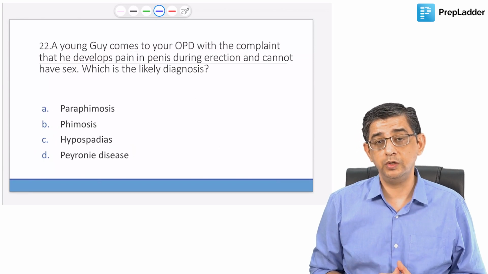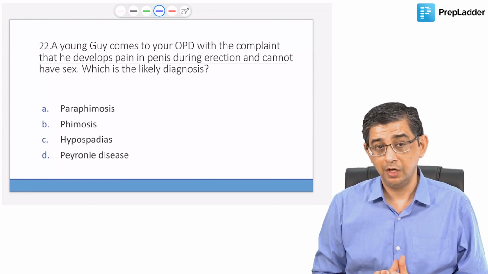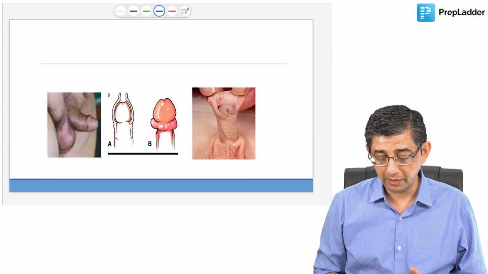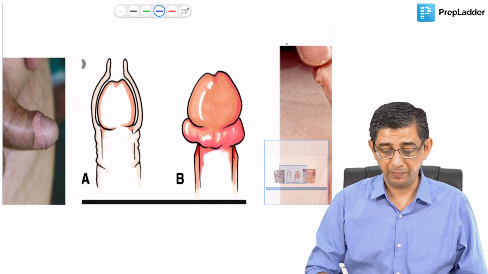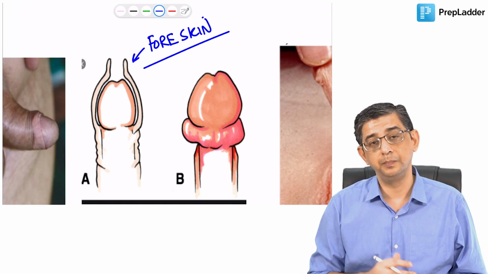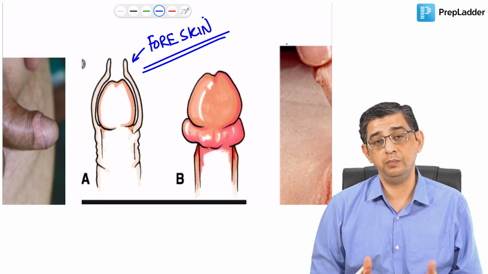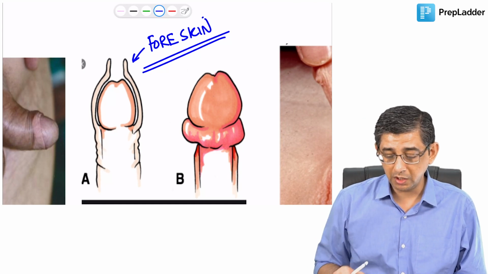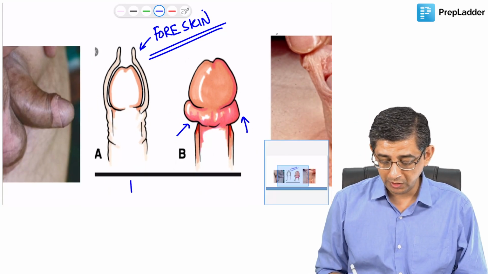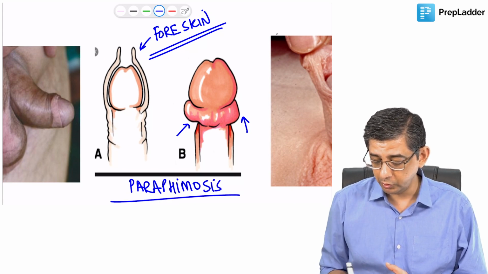The next question talks about a guy who comes to OPD with a complaint that he develops pain in the penis during erection and cannot have sex. What is the likely diagnosis? Option A is paraphimosis. I'll explain the problem in paraphimosis from the diagram. You can see that this is the representation of the penis and this is the foreskin. In paraphimosis, when this guy pulls back the foreskin, maybe because of masturbation, or mainly because he wants to have sexual intercourse, once the skin goes back it will get stuck here and the distal part of the penis will swell up. This image is a presentation of paraphimosis, which is a medical emergency, and the person will have to come to your hospital for treatment.